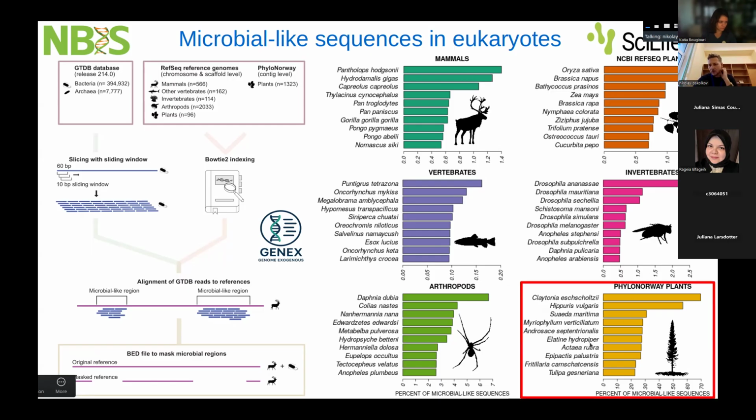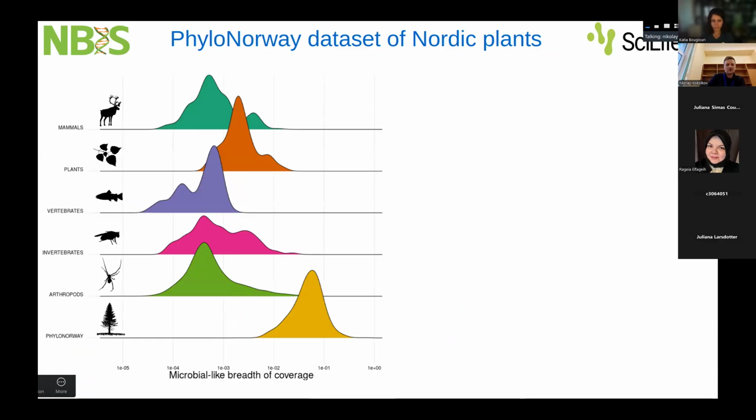However, in this particular PhyloNorway plants data set, we found something very interesting. These numbers on the x-axis are the percentages. According to our analysis, you can have up to 70% of a reference genome which looks suspiciously exogenous, that doesn't look like a plant. Unfortunately, and that's a good question to ask, what is going on. So this PhyloNorway data set was standing out clearly in terms of microbial-like breadth of coverage compared to other groups of organisms.